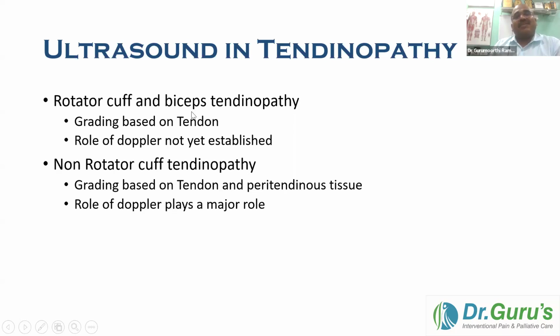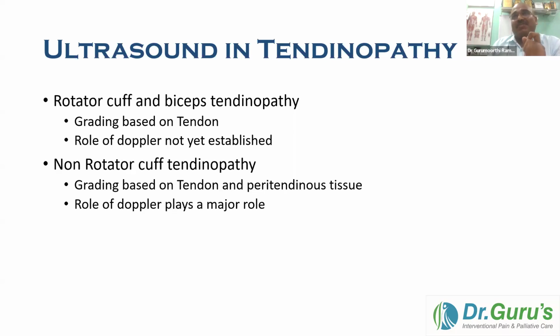Now we are going to keep tendons in two types. One is called rotator cuff and biceps tendon. That we are going to keep as a separate one. Second, we are going to keep non-rotator cuff tendinopathies. These are the two important classifications we use, because the grading is different for both. In rotator cuff and biceps tendinopathy, the grading is based only on the tendons, not on your paratenon, not on your bursas, not even on your bones, right?